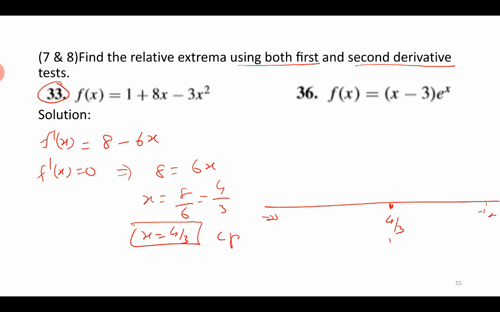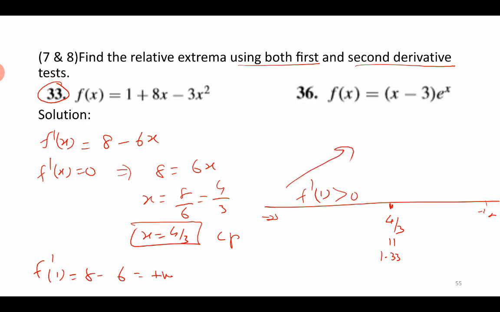That is, you can exactly write 1.33. So on the left side you can take 1. What is f prime at 1? F prime of 1 is 8 minus 6. It is positive. So the function is increasing here.